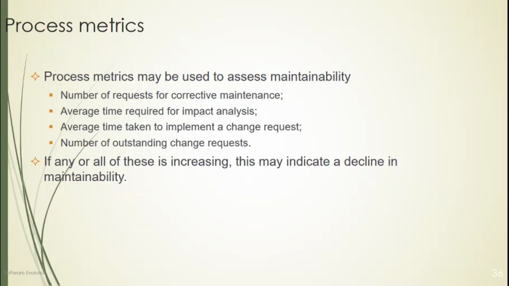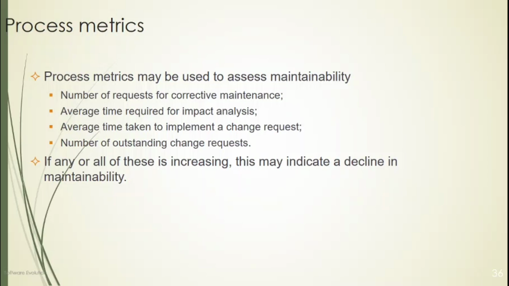The metrics that can be used for assessing maintainability are as follows. One is the number of requests for corrective maintenance, second is the average time required for impact analysis, then the average time taken to implement a change request, and the number of outstanding change requests. First, an increase in the number of bug and failure reports may indicate that more errors are being introduced into the program than are being repaired during the maintenance process. This may indicate a decline in maintainability.